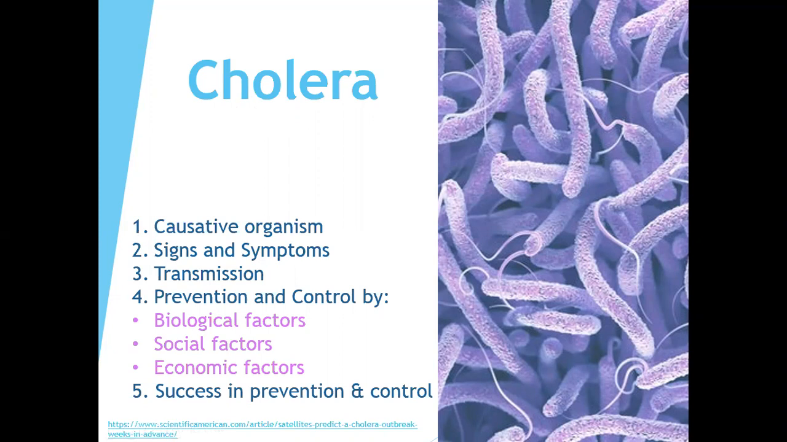Number two, the signs and symptoms of the disease. Number three, transmission, which means how it can be passed from an infected person to an uninfected person. Number four, prevention and control of the disease by biological factors, social factors, and economic factors. Then lastly, we're going to look at the success in the prevention and control of this disease in the world.